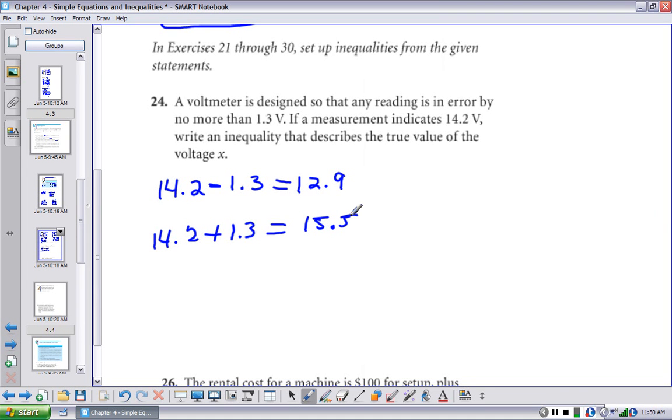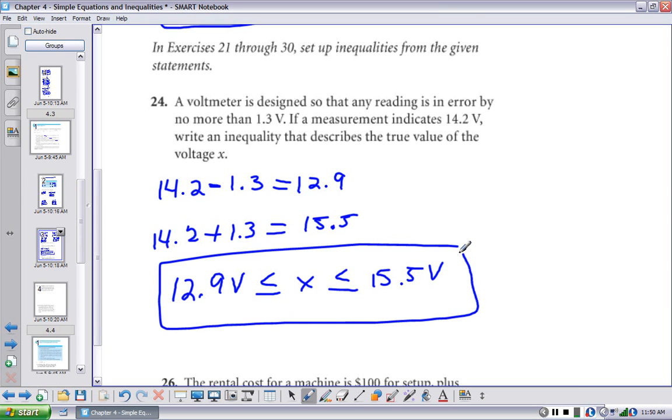So what this means is that the lowest value is going to be 12.9 volts. The highest value is going to be 15.5 volts. So I have this inequality, which basically says that x is between 12.9 and 15.5, and it can include both of those values. So 12.9 volts is less than or equal to x, and x is less than or equal to 15.5 volts.